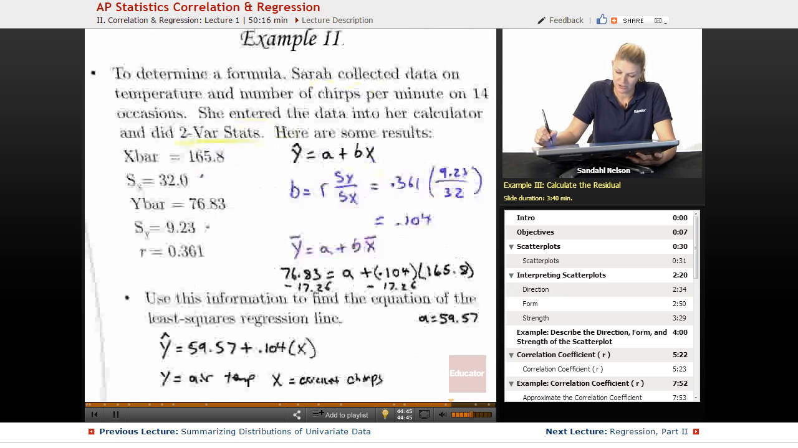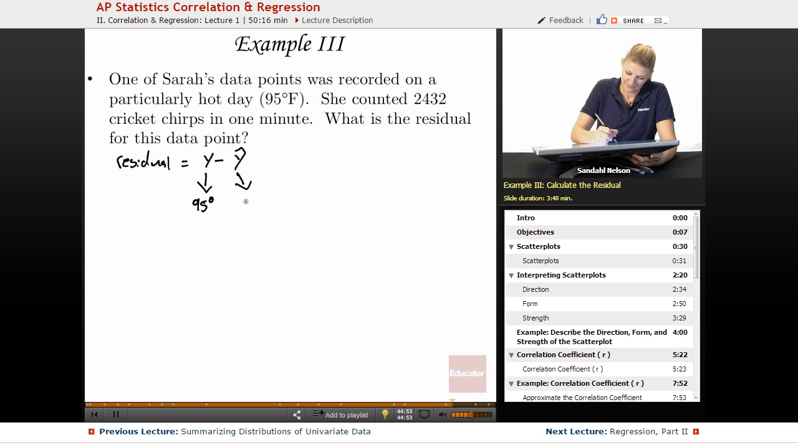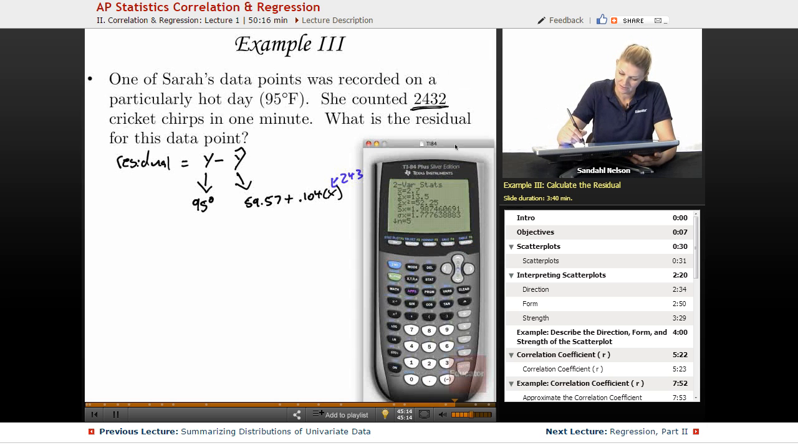So if we look back at our equation, we see that it is 59.57 and 0.104. So all we have to do is plug in our x, or our number of cricket chirps, and get a predicted temperature. So we'll plug 2,432 in here. So let's pull up the calculator.